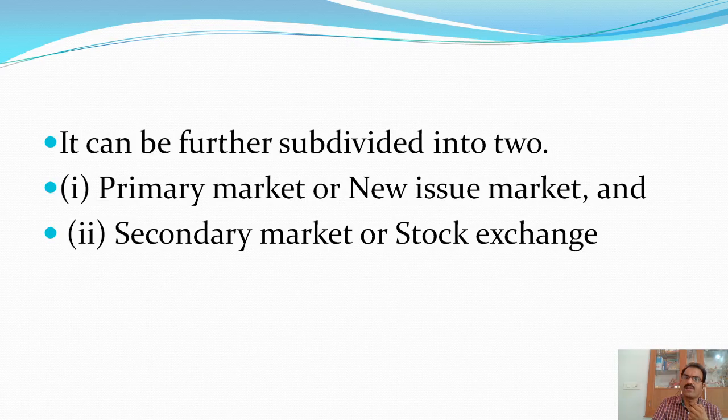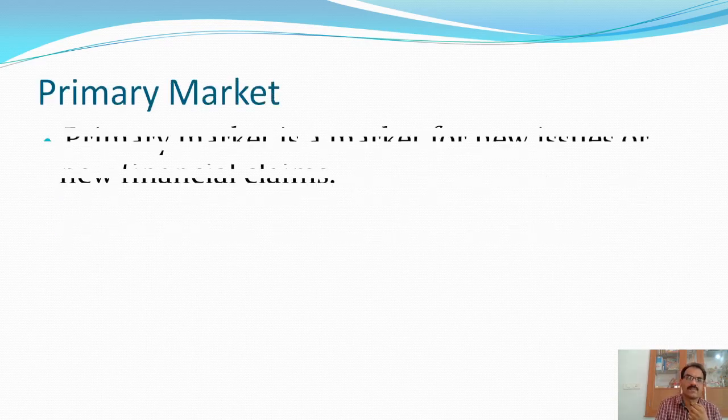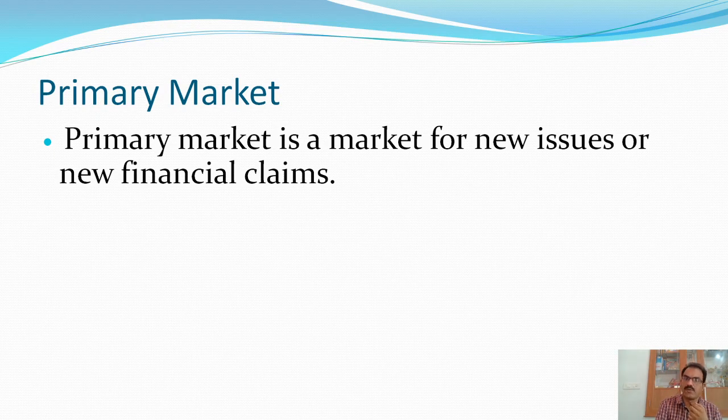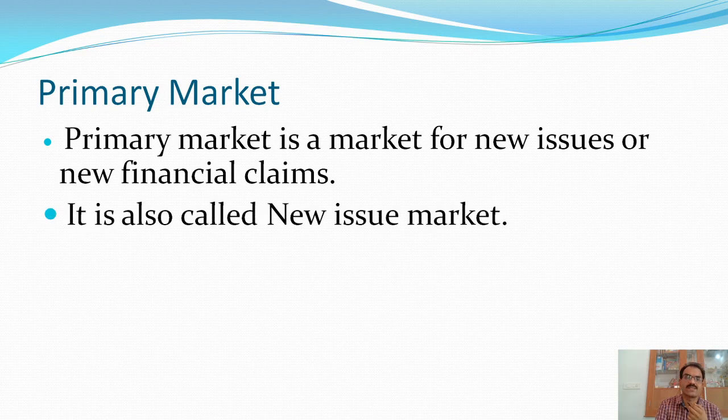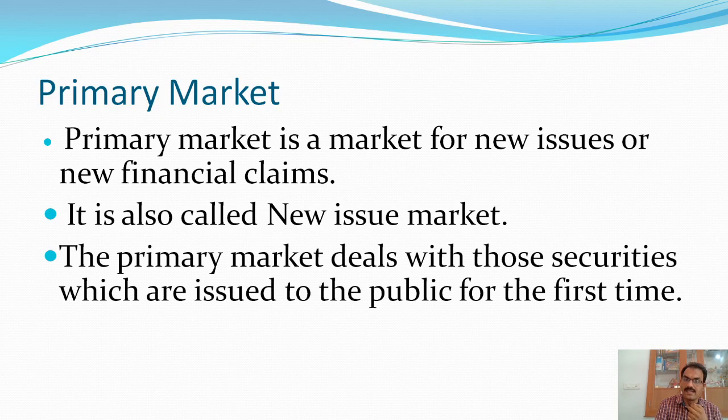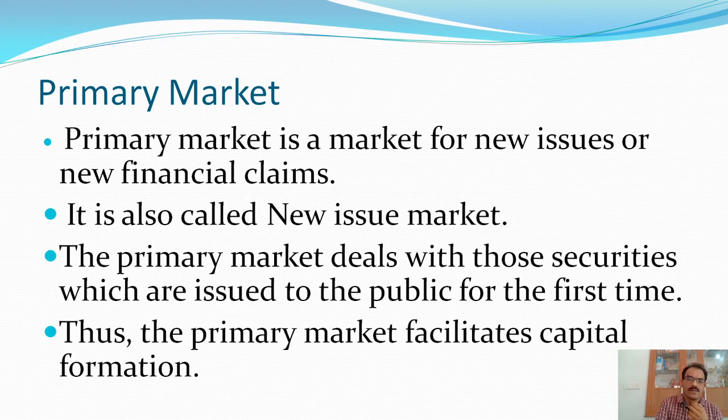It can be further divided into two: primary market, also known as new issue market, and second one is secondary market or stock exchange or stock markets. Now primary market. What is a primary market? Primary market is a market for new issues or new financial claims. The primary market deals with those securities which are issued to the public for the first time. The corporates issue securities for the first time in the primary market. So primary market helps capital formation.